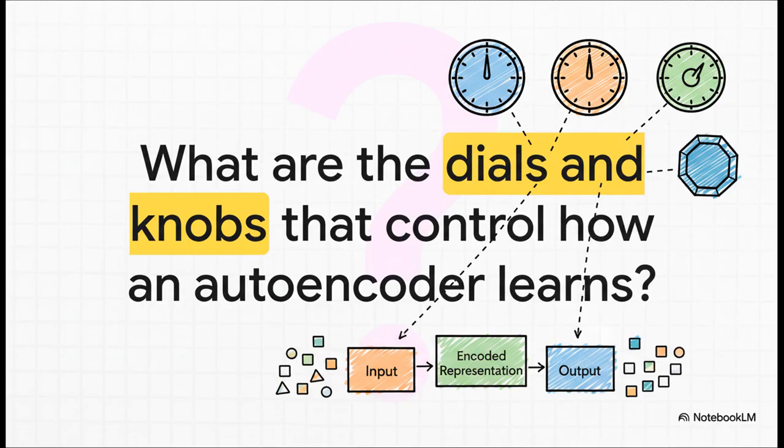So what are we actually tweaking here? I like to think of hyperparameters as the dials and knobs you get to turn to control how this thing learns. Because, let's be honest, if it just perfectly copies the input, what's the point? It's learned nothing. Our goal is to tune these knobs just right so it's forced to learn the essence of the data, not just the surface-level details.